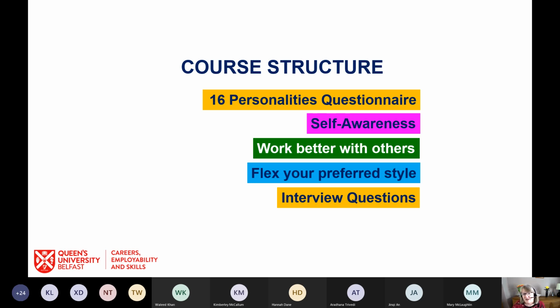Of course, you can use that knowledge to help you understand other people's behavioural preferences and to help you work with others. And when you know what your preferences are, we can look at how you might flex those preferences so that you can take advantage of the full range of behaviours. Now, there's no point in being self-aware if you can't use that knowledge. So we will finish off with looking at some sample interview questions. And there won't be questions on your 16 personalities, but on how maybe you like to work with others, how you like to work for yourself, how you like to organize yourself. All of those things come under this sort of self-awareness.